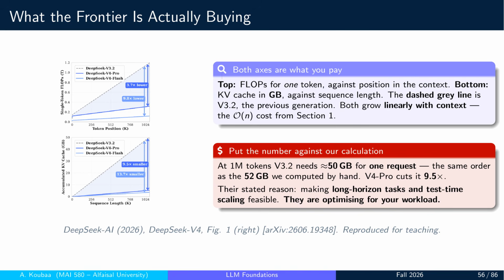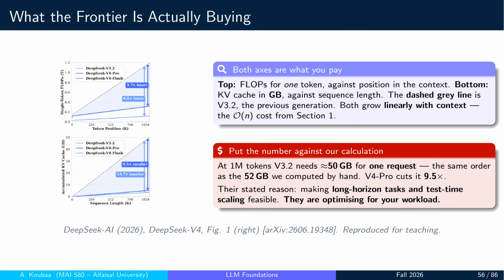Now, put a number against our own calculation. At 1 million tokens, v3.2 needs about 50 gigabytes for a single request. That's the same order as the 52 gigabytes we computed by hand earlier. v4 Pro cuts that by a factor of 9.5. And now, read their stated reason: making long horizon tasks and test time scaling feasible. In other words, they're optimizing for your workload.